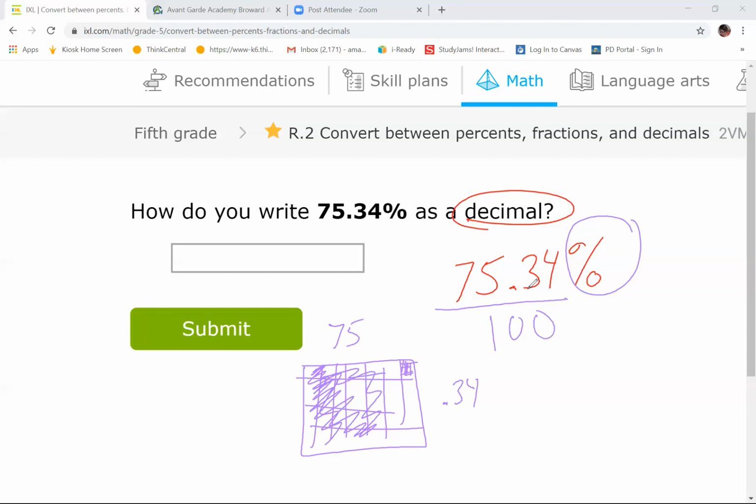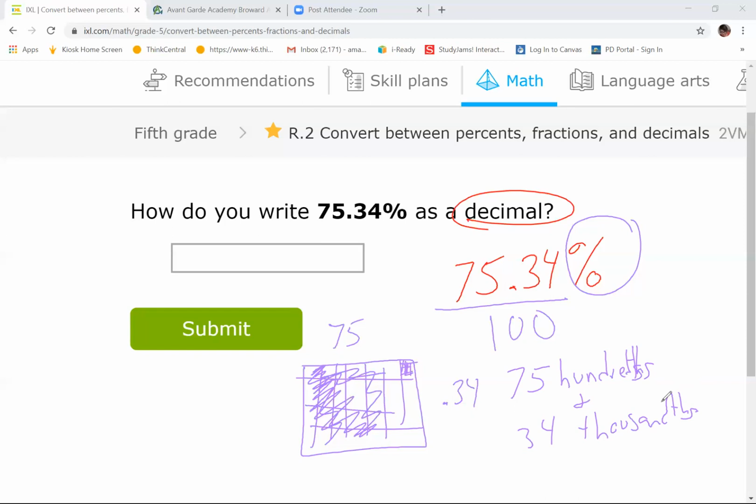So let's think about this. If we're talking about out of 100, how many of these are shaded out of 100? We can't really say that there's 75 hundredths and 34 thousandths, right? Because they're kind of like, how much do you have? Oh, 75 hundredths and 34 thousandths.